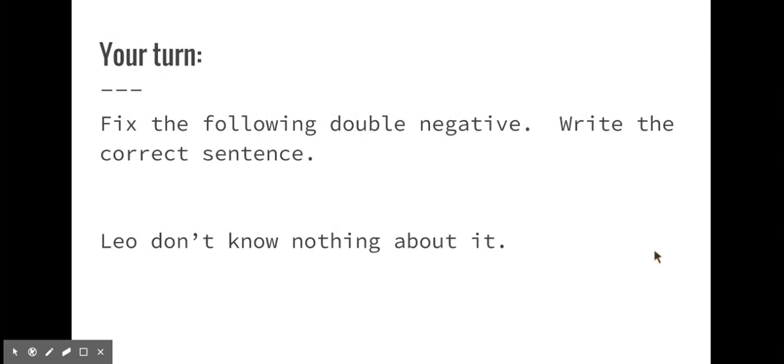All right, here's your turn. Fix the following double negative. Write the correct sentence. Leo, don't know nothing about it. Sounds like the book that we read, The Mayor of Central Park. There were a lot of double negatives in that book. So go ahead and fix the sentence and bring it to class.